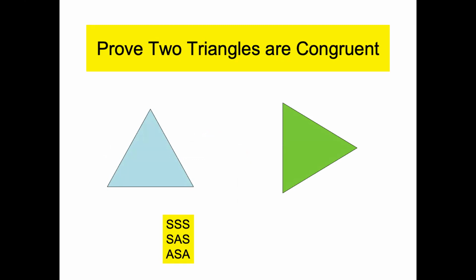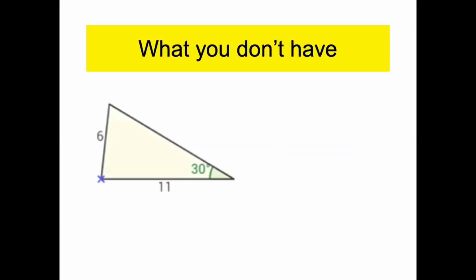We don't have an AAS. We'll talk about that later. We don't have an SSA, right? So I'll table this one for a later conversation, but I will explain why you don't have this one. Clearly this says SSA, right? So can I make a triangle that has 6, 11, and an angle 30 and appear exactly like that? And the answer is, heck yes, you can.